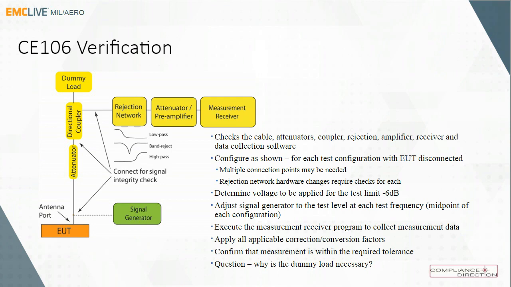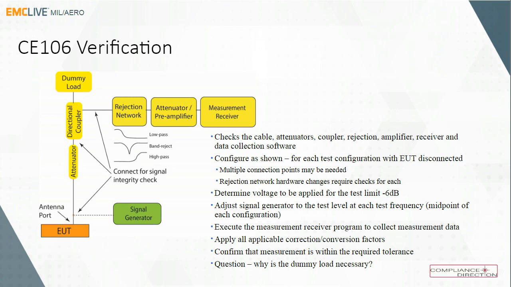So if I've got a low pass filter, when I'm checking the lower frequency range and I switch the rejection network to a band reject filter, I will need to recalibrate with that piece of hardware. So these can be quite cumbersome, and configuring these is a little bit intense. So be aware that there's a lot to do when the transmit verification system is in place for CE106. We determine the voltage limit -6 like normal and apply the signal generator and to midpoint of each one of the configurations. Execute the software, make sure it's all good, confirm it.